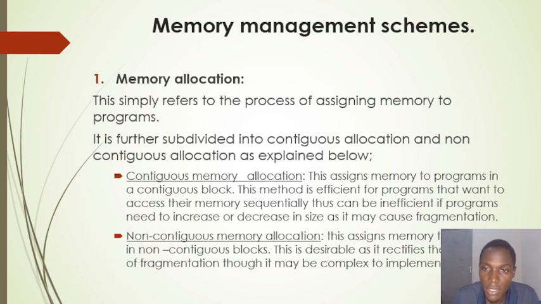In contiguous allocation, memory is assigned to programs in a contiguous block, that is, a single block. Contiguous simply means that if we have two objects and they are contiguous, they are sharing borders. They have direct borders. For example, if we have room 1 and room 2 separated by a wall, the two rooms are contiguous because their walls are touching each other. They are sharing a common wall.